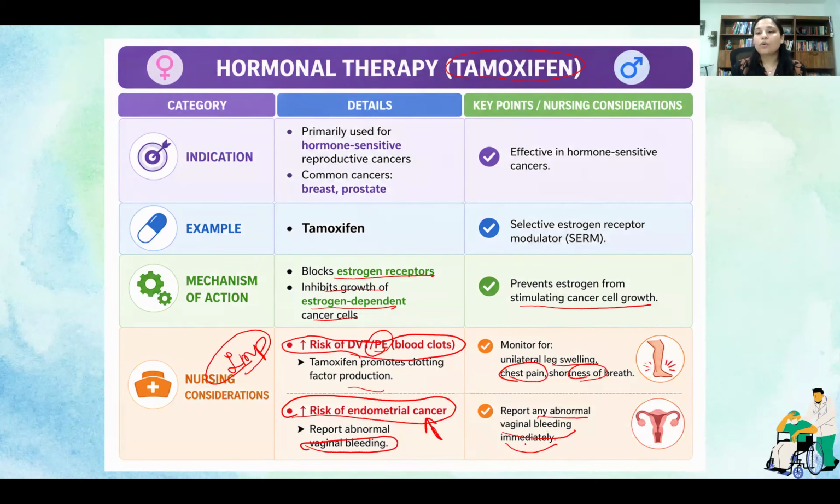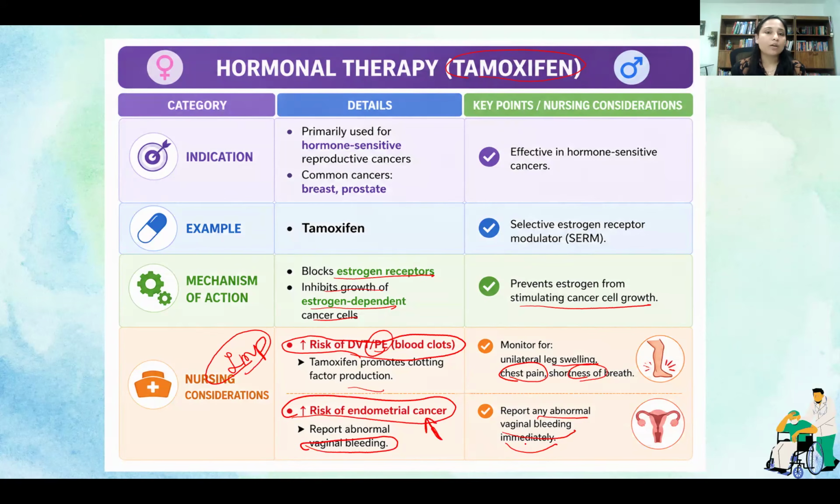So tamoxifen is a medication that is useful in hormone sensitive cancer like breast cancer. This medication is going to block the estrogen receptors, thereby decreasing the estrogen, and so it is useful in hormone sensitive tumors. Main two side effects you need to remember: bleeding and clotting. Clotting, you need to watch for DVT as well as pulmonary emboli.